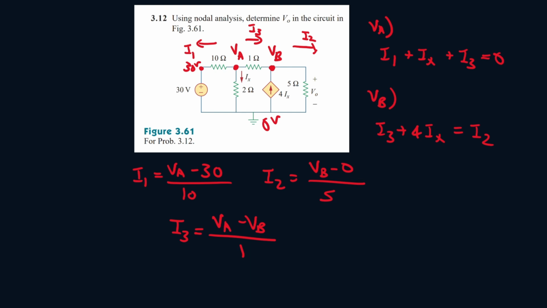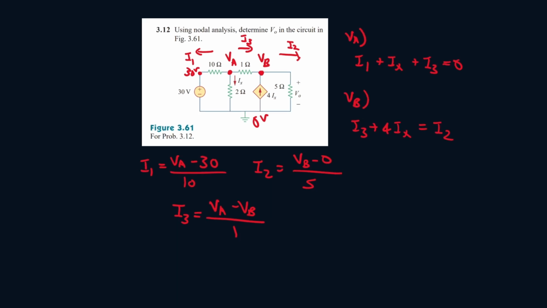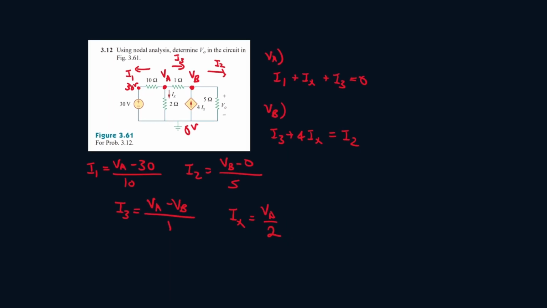Alright, and then let's also find IX. We have to find IX, which is this one. So it'll be high potential VA minus 0 all over 2. Alright, so now we can start plugging things in and solving for them.